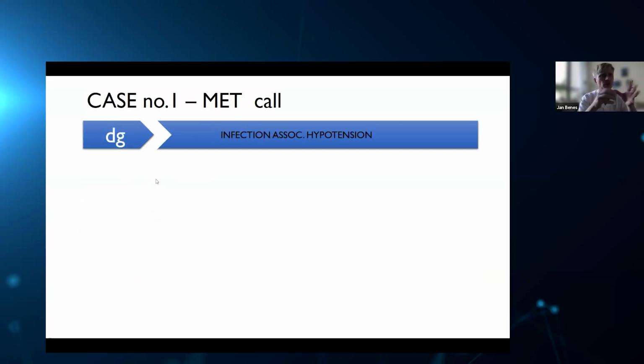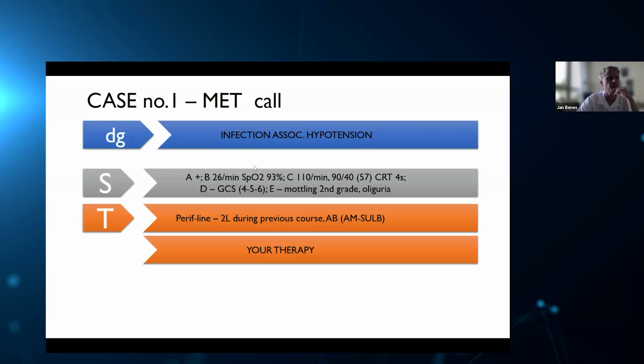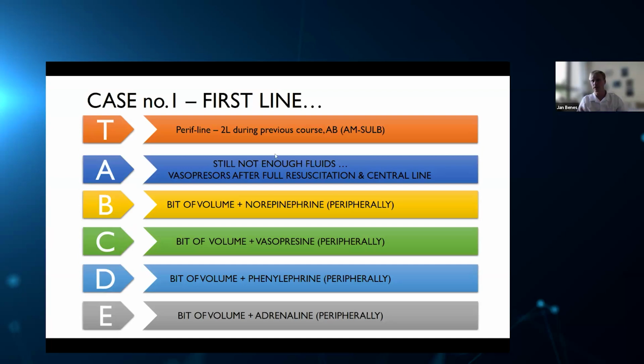So we will agree on the fact that this is infection-associated hypotension. And the question is, what will be your treatment? Will you go for more fluids, because this lady needs more fluids since she reacted to fluids previously? Or will you go to any of the drugs we've been discussing? You got norepinephrine peripherally, you don't have a central line, you go for vasopressin peripherally, for phenylephrine as an alpha mimetic, or adrenaline. So let's start with these drugs.